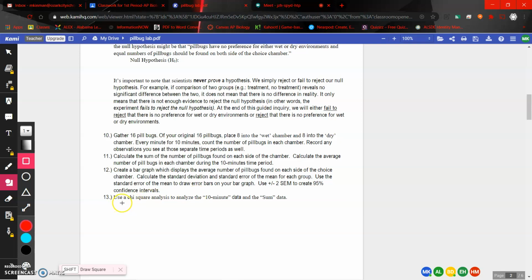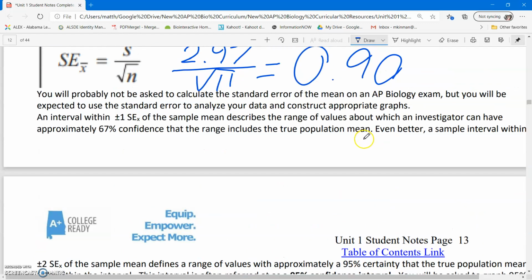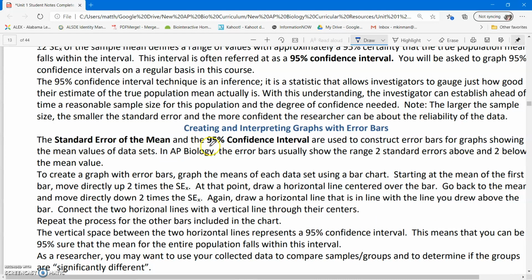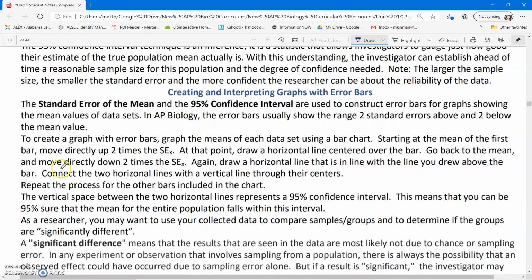And then the last thing we'll do is use a chi-square analysis to analyze the 10-minute data and the sum data. But first, let's go over these confidence intervals. Just like anything, you should be able to refer to your notes. On page 13, it starts talking about confidence intervals. So what does that actually mean? The standard error of the mean and the 95% confidence interval are used to construct error bars for graphs showing the mean values of data sets. In AP Biology, the error bars usually show the range 2 standard errors above and 2 below the mean value. So that's that plus or minus 2, plus 2 and then down below 2 on our graph.